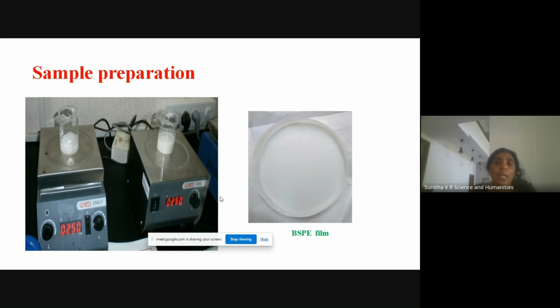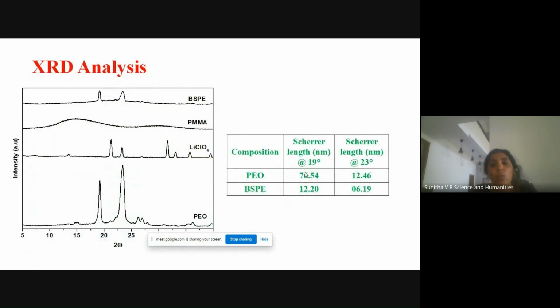So once it is dried, the film is peeled out, and what we can see is the film which is formed, which is the complex film, or the blended film with the PEO and the PMMA. So that is a transparent film. Then once the film is formed, we will have to go for characterization. So there are various characterization techniques. We'll have to look into the structural characterization, and we also have to look into the electrical characterization of these systems.